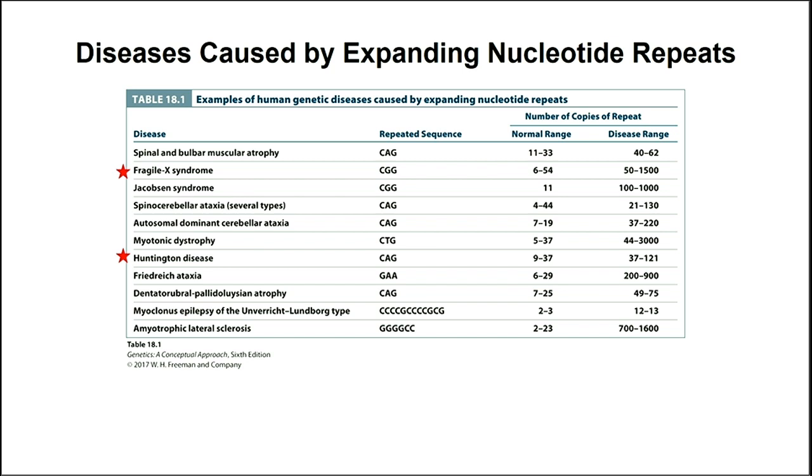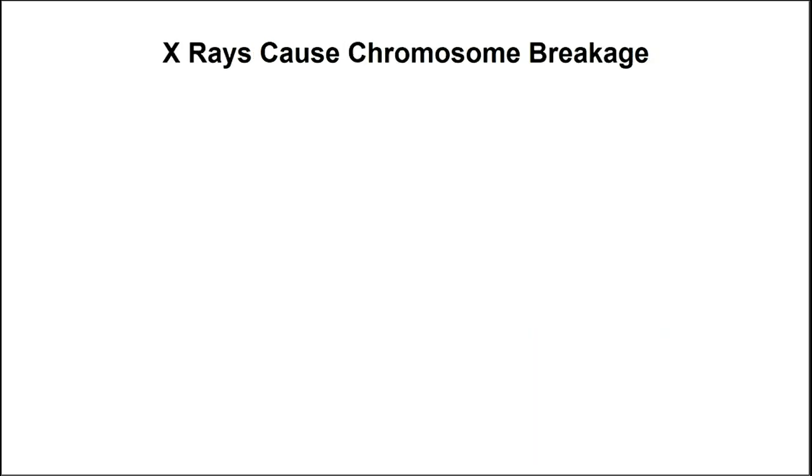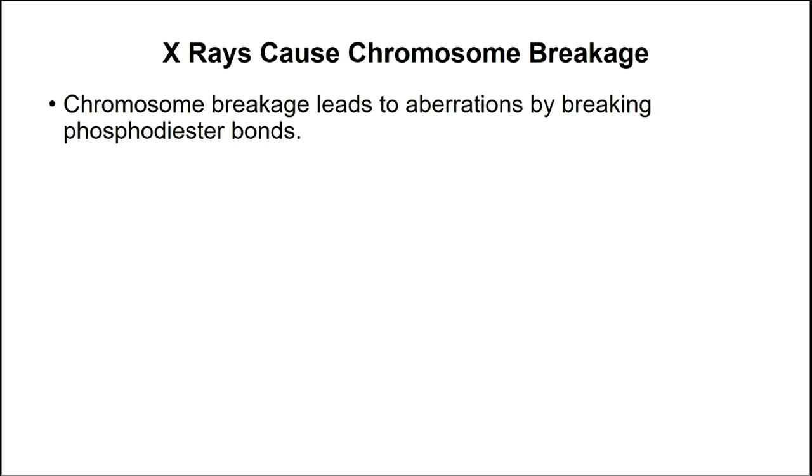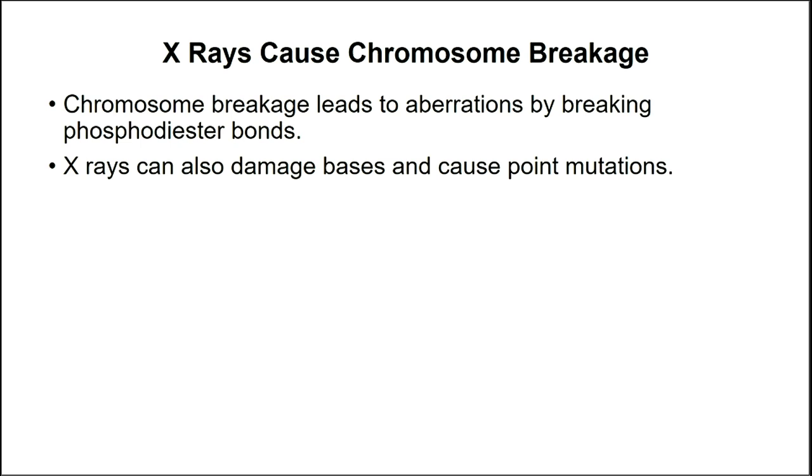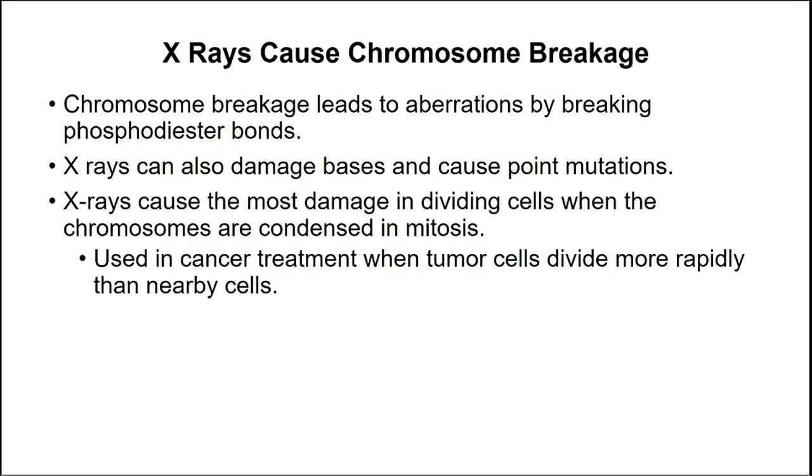So we've talked about point mutations. We've talked about frame shift mutations. The other big type of mutation that can occur is chromosome breakage. So chromosome breakage is when your chromosomes break, when we have double-strand breaks in your DNA. Chromosome breakage leads to aberrations by breaking the phosphodiester bonds. X-rays can do this. They can also damage bases and cause point mutations.